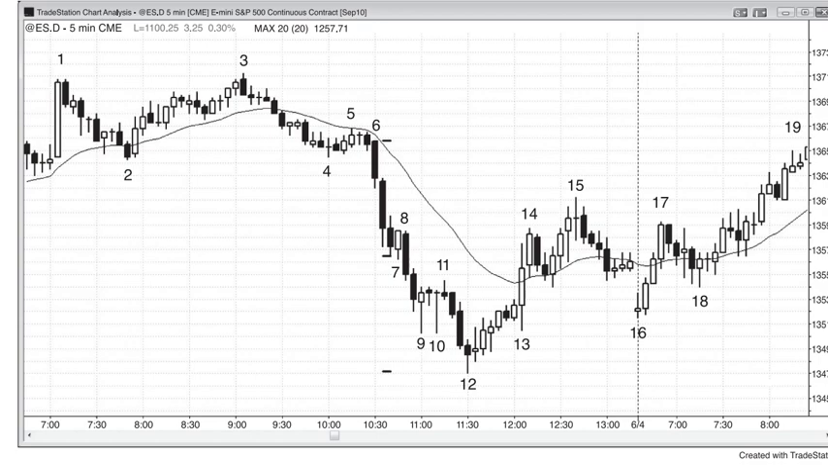Bar 11 formed a micro double bottom with the tail at the bottom of the large bear bar 2 bars earlier. The bottoms do not have to be exactly at the same price. Since the market was in a bear spike, selling the breakout below the bar 7 double bottom low was a reasonable short. This is different from the bar 18 micro double bottom with the tail of the doji bar 2 bars earlier, which was in a pullback from a 4-bar bull spike and not in a bear spike.